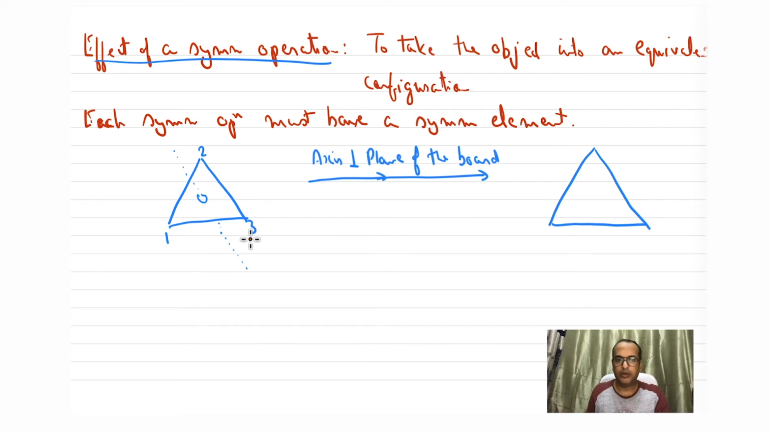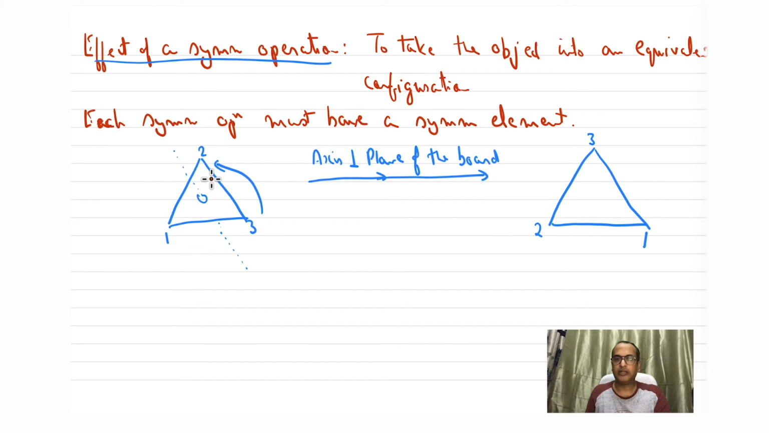This 1 goes to this position, 3 goes to 2, so you have 3 here and 2 here. So now the triangle looks exactly the same. The triangle has now reached an equilateral or equivalent configuration because of this movement. This movement is called a symmetry operation, whereas this axis is called a symmetry element.